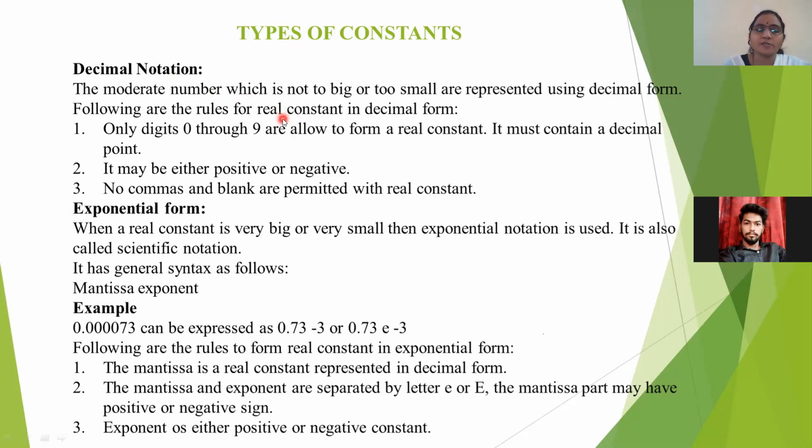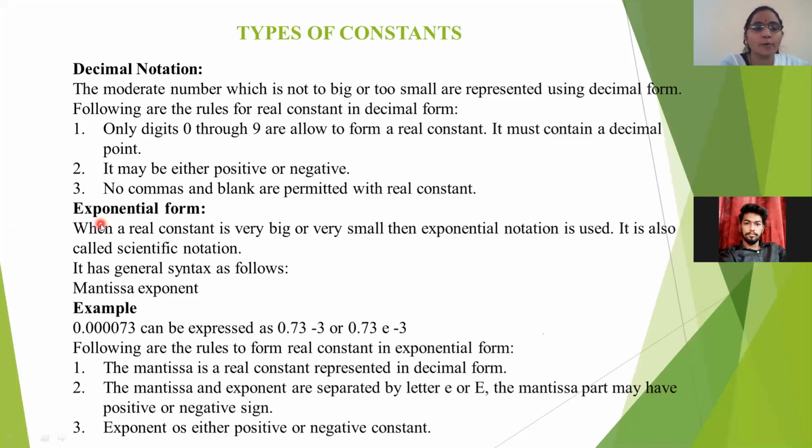Some of the rules for constructing the real constant in decimal form are, again, the first rule is the same: only digits 0 through 9 are allowed to form the real constant. The second thing is very important, you should remember: it must contain the decimal point. As it is decimal notation and a real number, it must contain the decimal point, meaning the fractional part. The number may be either positive or negative. No commas and blanks are permitted within the real constant. Most of the rules are similar to the previous one. The only difference is that it must contain the decimal point.